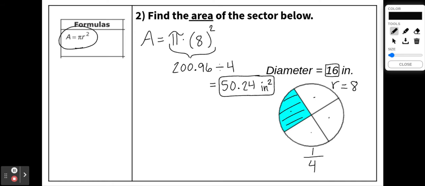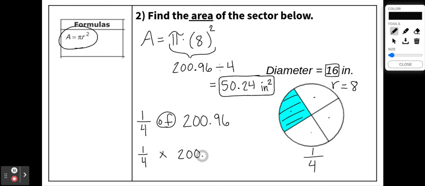The other way is I notice that this is a fourth of a circle, so I could figure out what is 1/4 of the entire area. And so I'm going to use my calculator to type in 1/4 of means to multiply, and I multiply by 200.96. Now, instead of 1/4, you could always type in 0.25, but if you type in the fraction 1/4 and multiply, you're also going to get 50.24. And that's square inches inside the shaded section.